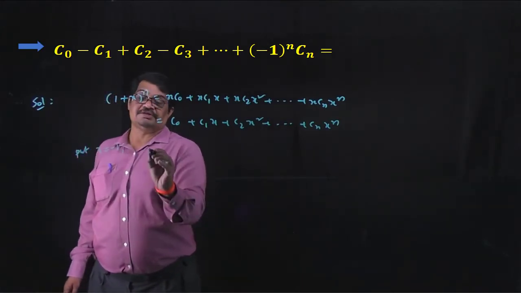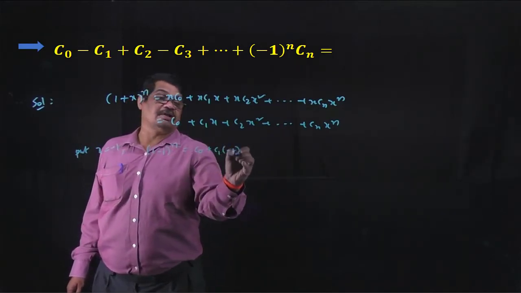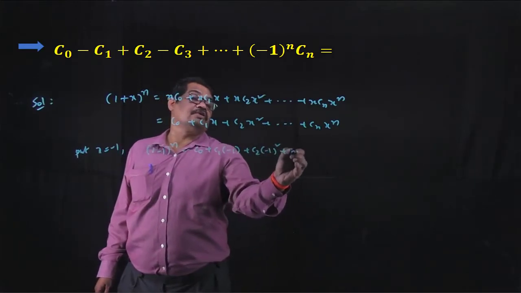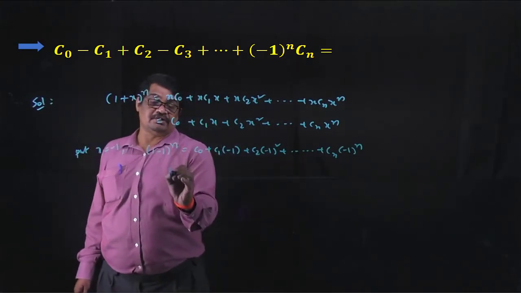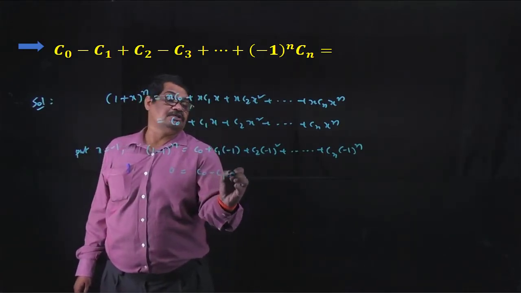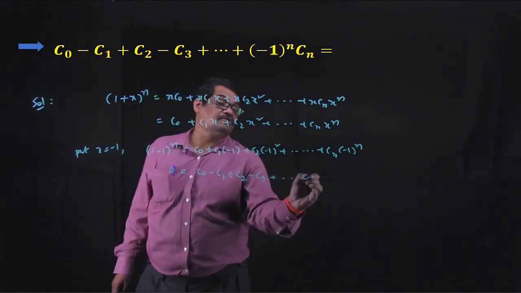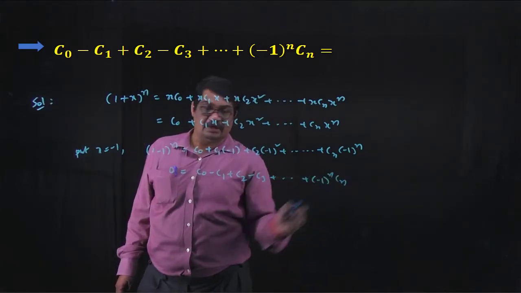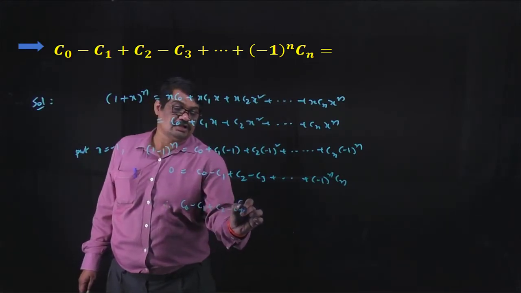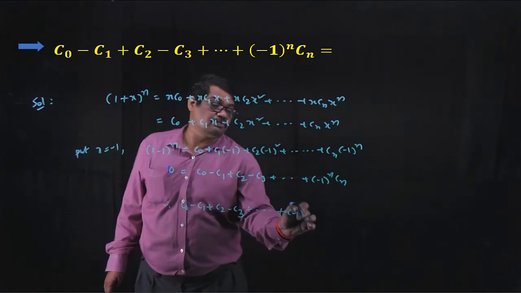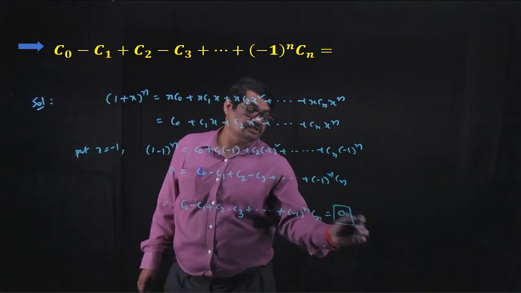We substitute x is equal to minus 1, that is (1 minus 1) whole power n, equals C0 plus C1 into minus 1, plus C2 into minus 1 whole square, and so on, Cn minus 1 power n. So what is 1 minus 1? That is 0. Here C0 minus C1, minus 1 whole square is plus 1, C2 minus C3 and so on, minus 1 power n Cn. So the value of this is C0 minus C1 plus C2 minus C3 plus and so on minus 1 power n Cn. This value is 0. Okay, so the answer is 0.